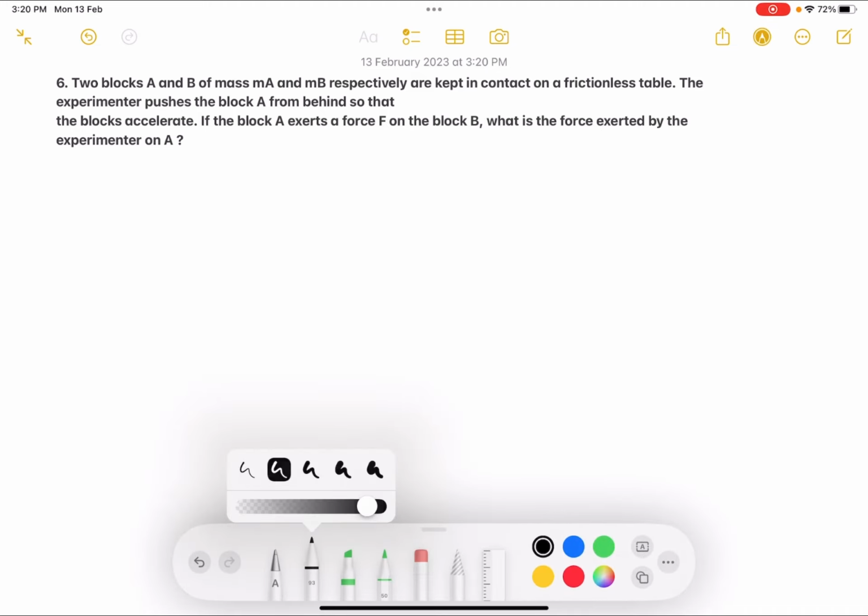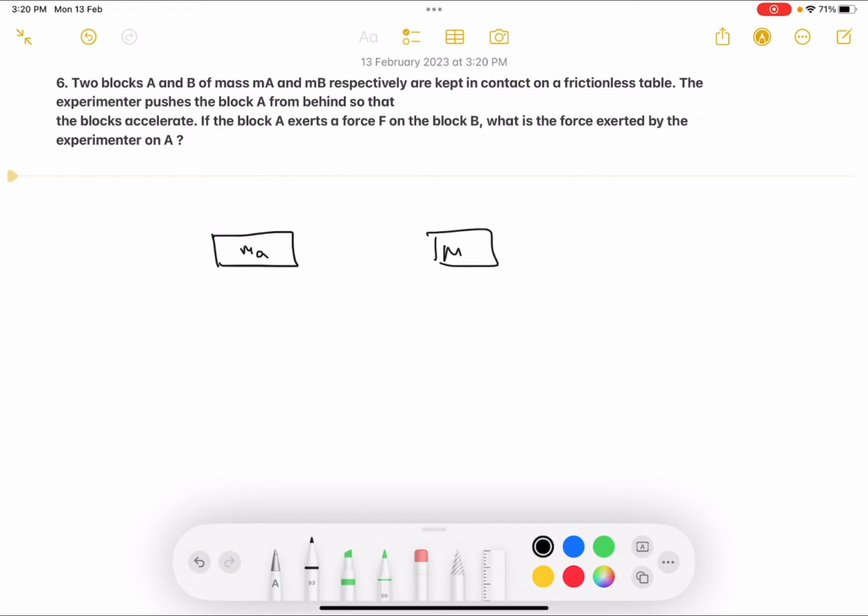So now looking at this question, we can understand that two blocks A of mass MA and B of mass MB are kept in contact on a frictionless table. The experimenter pushes the block A from behind so that the blocks accelerate. If the block A exerts a force of F on block B, what is the force exerted by the experimenter on block A? Now let us draw the diagrams for each of these blocks.